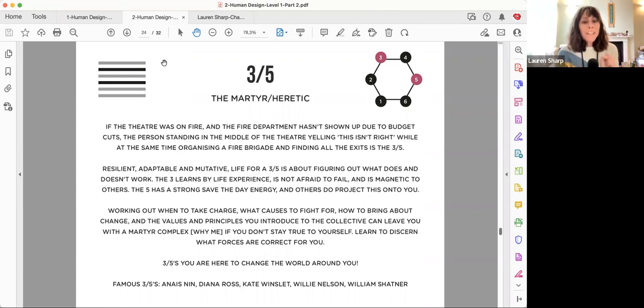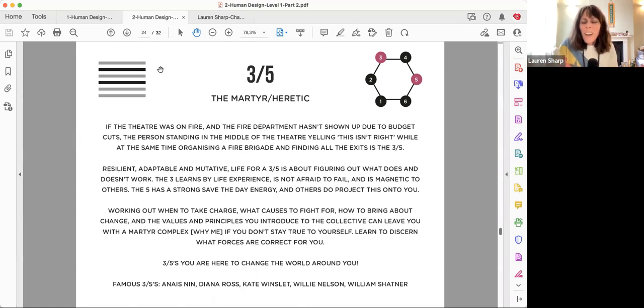But 3-5s are very magnetic, and the way that they deal with stuff, the other energies forgive them, because they're vibrating at that energy. It's like, it's okay, it's fine, it's 3-5, it's so and so. They're just fighting for what they believe in. They're changing things. They're here to bring about a message about staying true to yourself. They're discerning what's right for them. They're out there changing the world. It's that kind of a feel. And you see them and you're like, oh, 3-5.